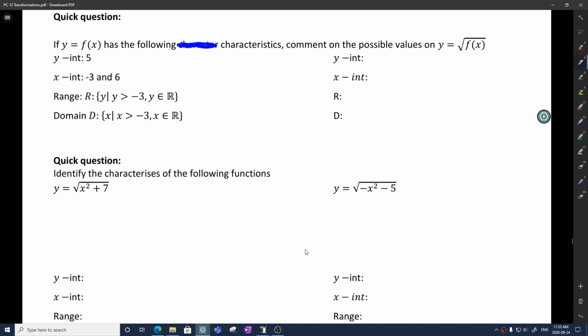You know, this is tough because I take some point (x, y), and if I'm taking the square root of the function, it's (x, the square root of y). Now the y-intercept, if this is my square root function, well, the y-intercept really says this: (0, 5). It occurs at x equals 0. So the y-intercept would be (0, the square root of 5).